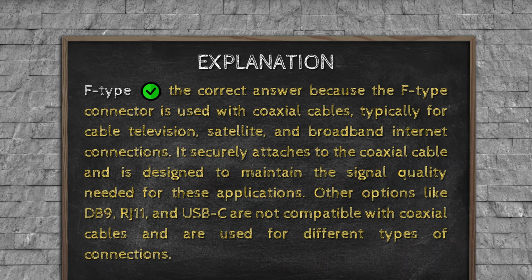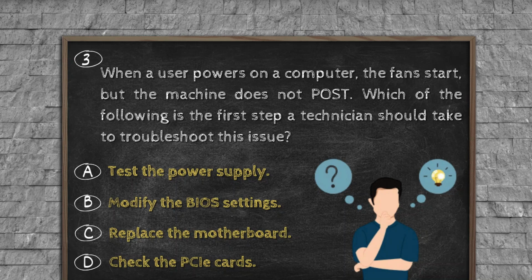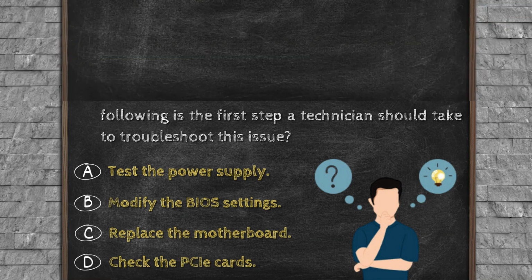Question number 3. When a user powers on a computer, the fans start, but the machine does not POST. Which of the following is the first step a technician should take to troubleshoot this issue? Option A, test the power supply. Option B, modify the BIOS settings. Option C, replace the motherboard. Option D, check the PCIe cards.